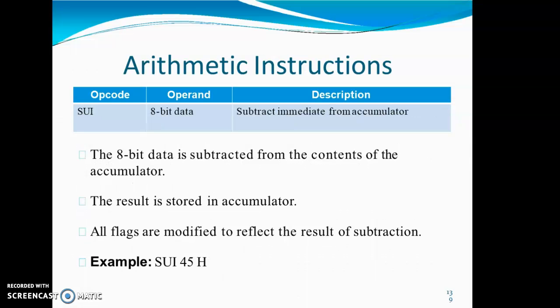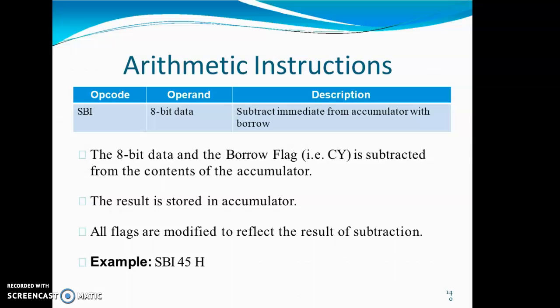Then the next is subtract immediate, where we provide the data that is to be subtracted from the accumulator immediately. And SBI, subtract immediate from accumulator with borrow, means if there is something in the carry flag, it will be taken into account, and the subtraction is performed with the immediate data.